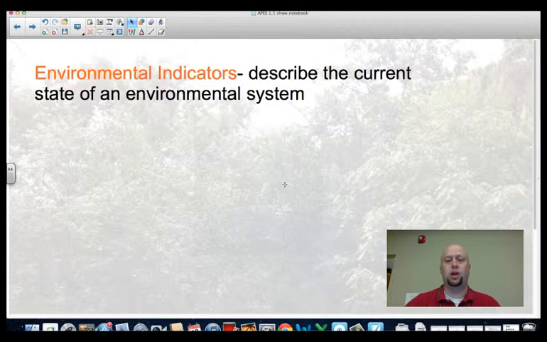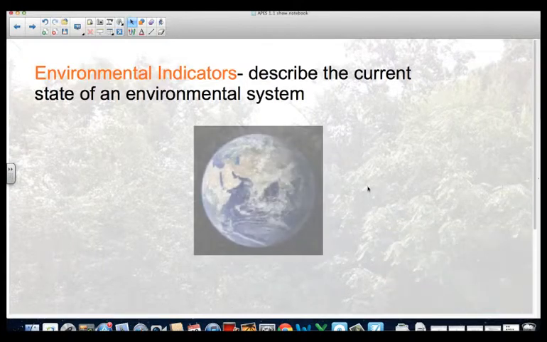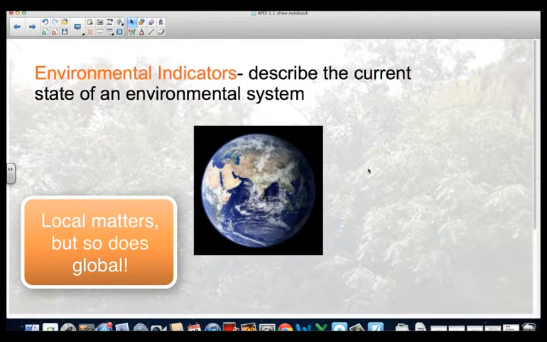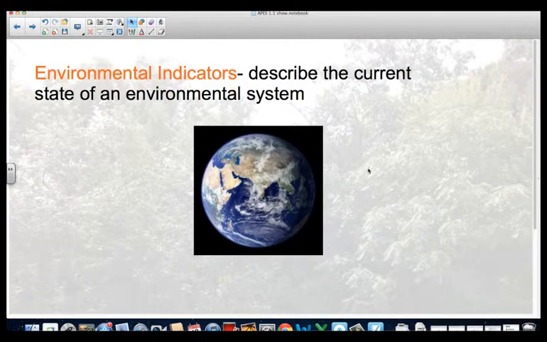But most of what we're going to do is we're going to test current states, and specifically, what we want to talk about in environmental science as a whole is we want to talk about global environmental indicators. Now we're going to talk about them in most cases in a very specific instance.